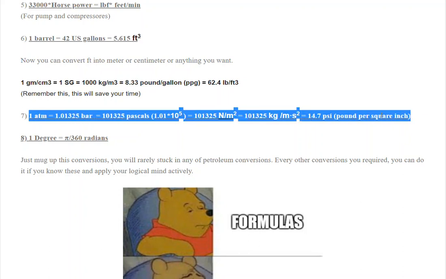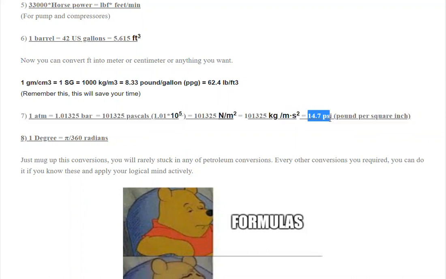Next part is conversion of pressure. This is the basic equation. 1 atmosphere is equal to 14.7 psi, that is pound per square inch, lbf per square inch. You can convert this square inch into square feet, square meter, or anything. Another part is 1 atmosphere is equal to 1.01 bar, that is equal to 1.01 into 10 raised to 5 pascals, or we can say pascal is equal to newton per meter square. You can elaborate newton into kilogram meter per second square.